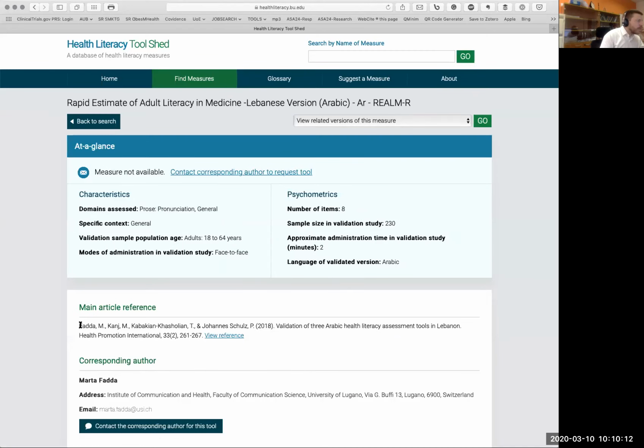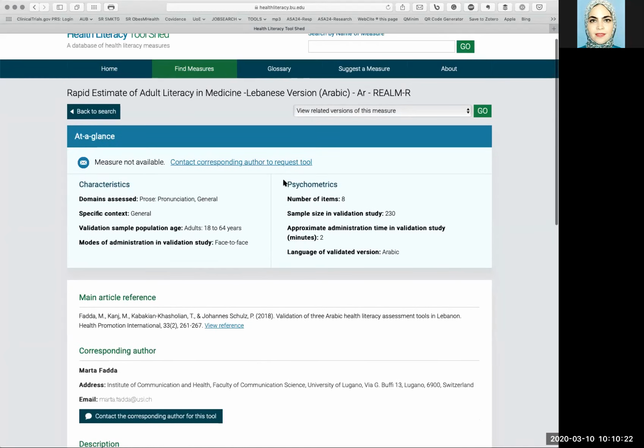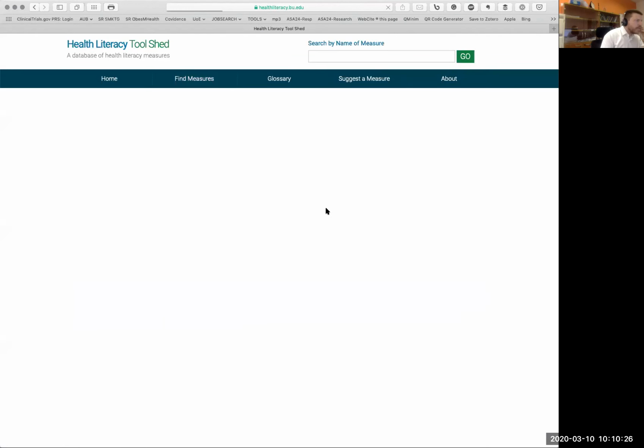Yes, by the way, yes. C. Kanj, Mayada Kanj, Tamar Kabakian Kasholian, and Jonas Schulz. He was a professor from Lugano University where I graduated. So they did a study in this case too. It was face-to-face. So the connection goes bad. Let's see when it goes back to normal.